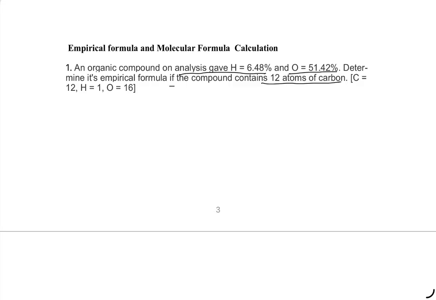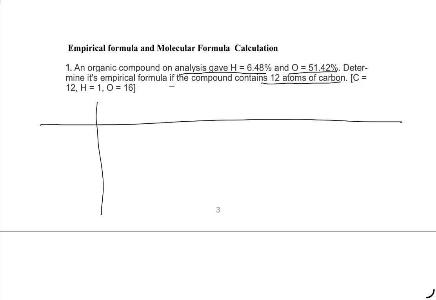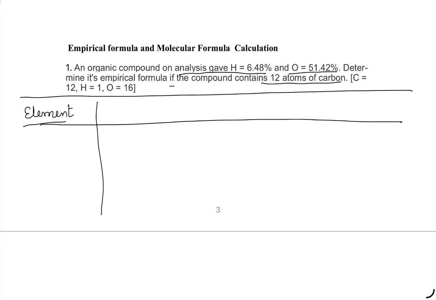So let's look at what elements are present. If I make a table here, my first column will be which elements are present in this compound. Looking at this question, I can see hydrogen, oxygen and carbon are present in this compound. So I will write down each element present: oxygen, hydrogen and carbon.